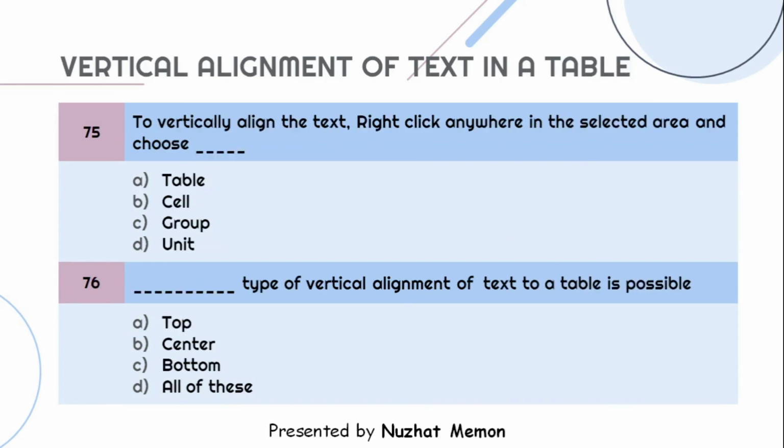75. To vertically align the text, right click anywhere in the selected area and choose dash. So you can choose cell and then dash. Top, center, bottom, all of these 3 types of vertical alignment of text to a table is possible.